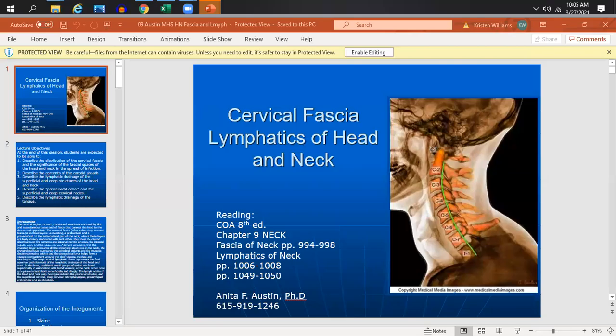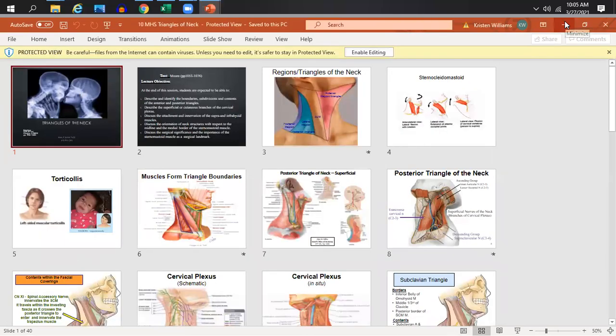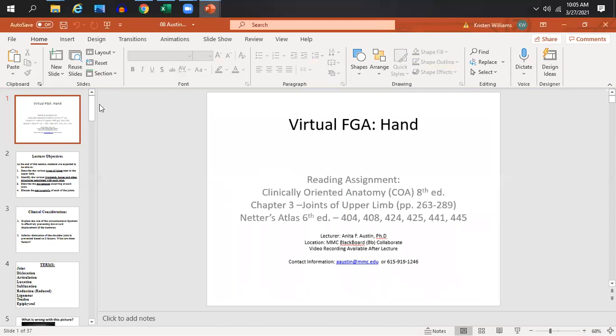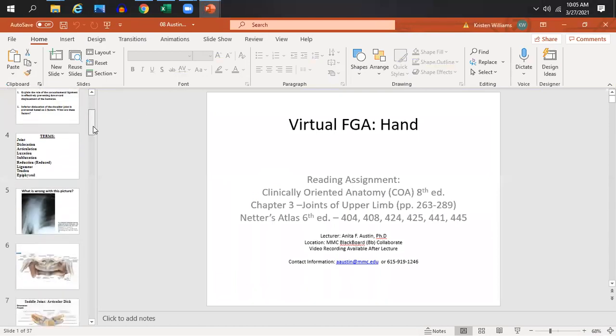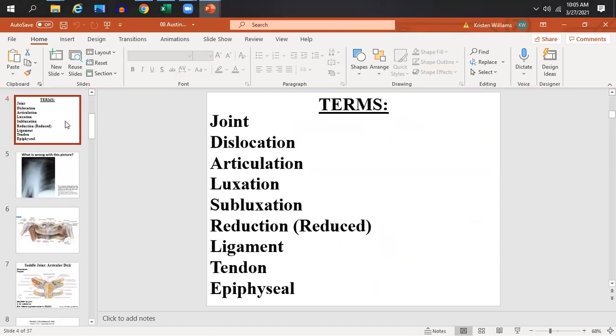So, share screen. And as always, if you have any questions, go ahead and stop me, and I will answer any questions you have. Oh, darn it, that might have been the joints one. There it is. Okay, so this one was joints of the hand. Is this the particular PowerPoint that you wanted to go over? Yes, that's the one. Okay, great, awesome.